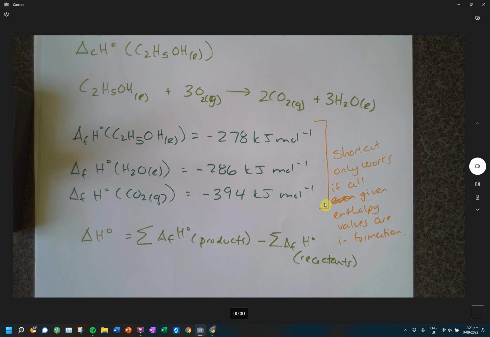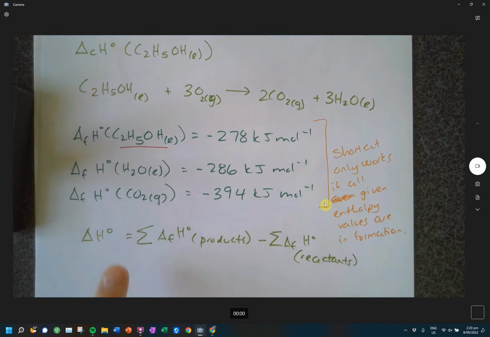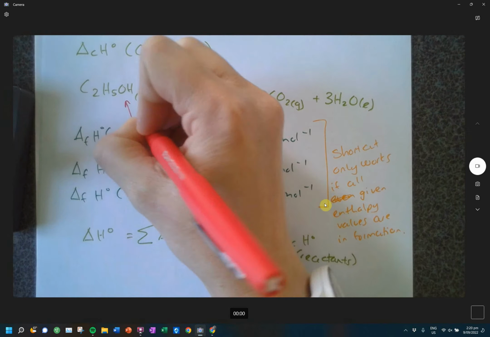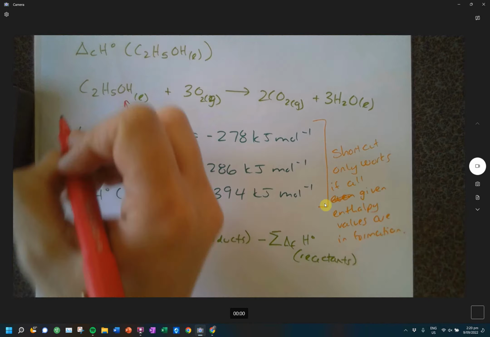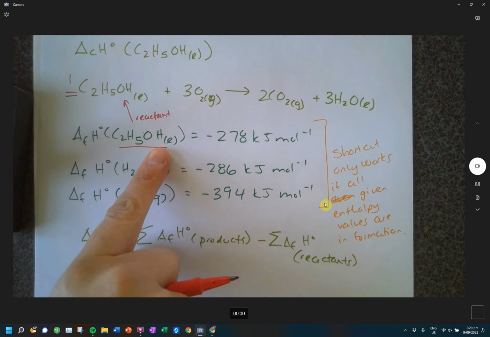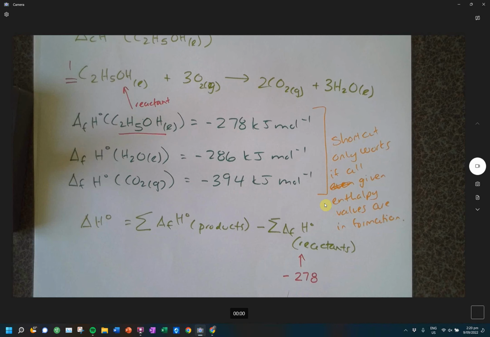So in this first equation here, I have the ethanol. Ethanol is a reactant. And the other thing I check is the coefficient in front. So this coefficient is 1. So this number here is going to go over there. So that is the negative 278. We okay with that? All right.